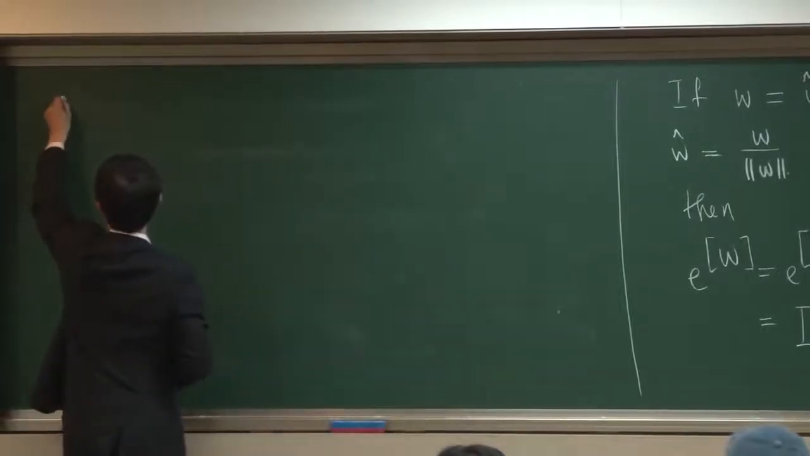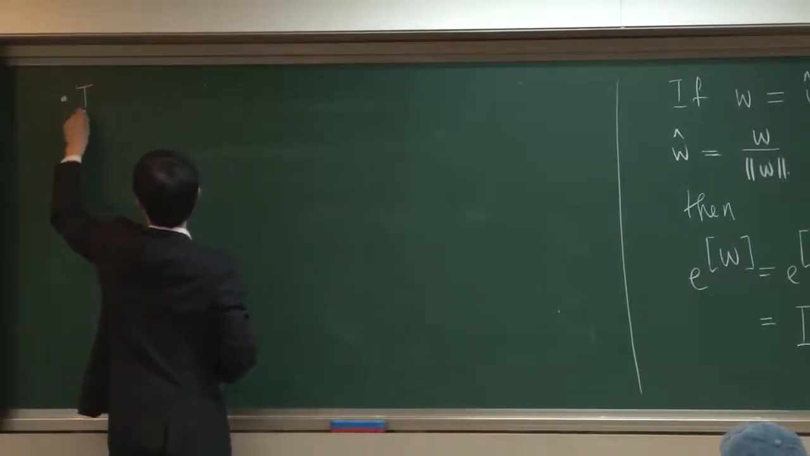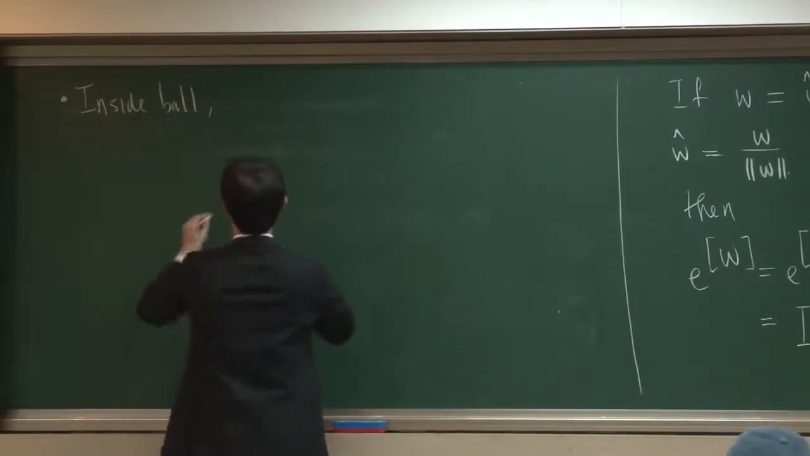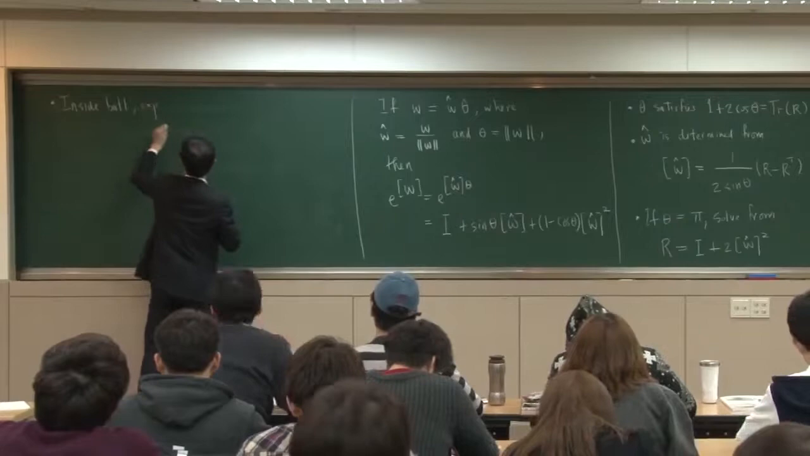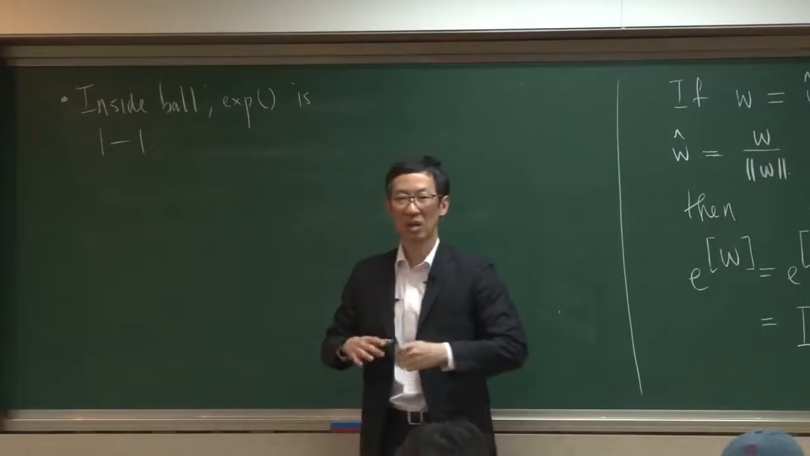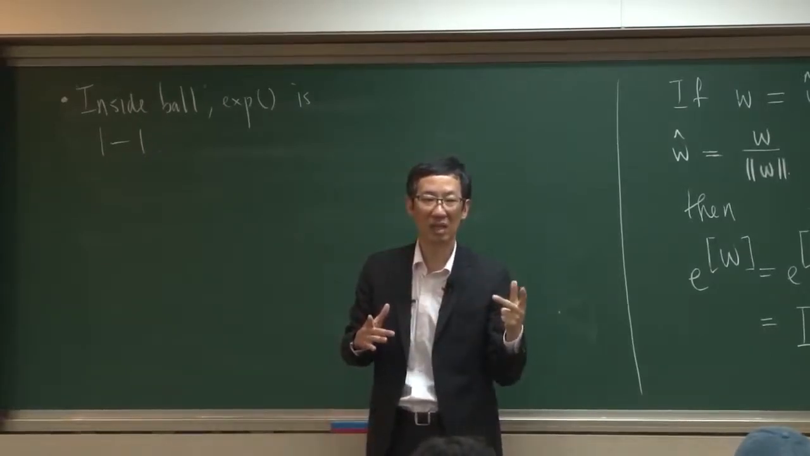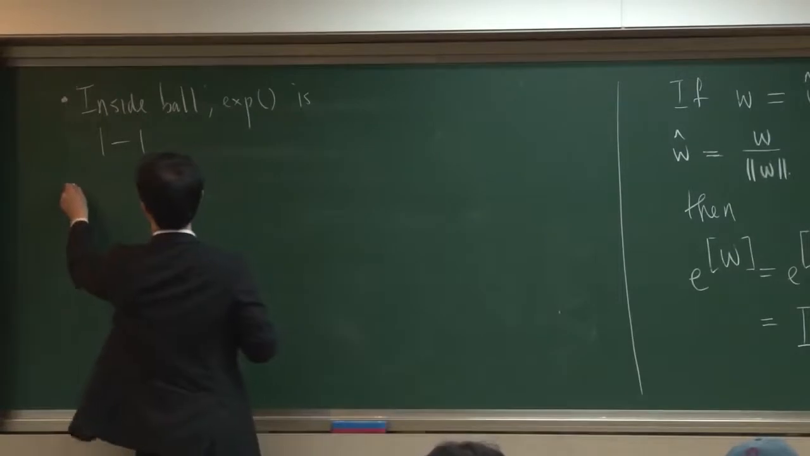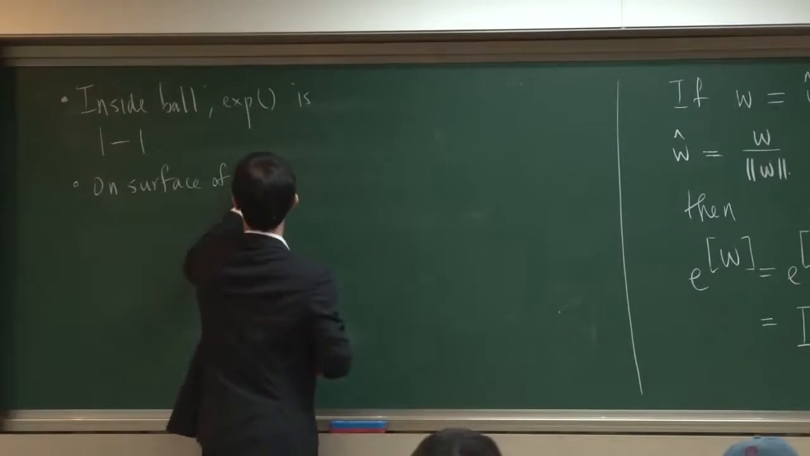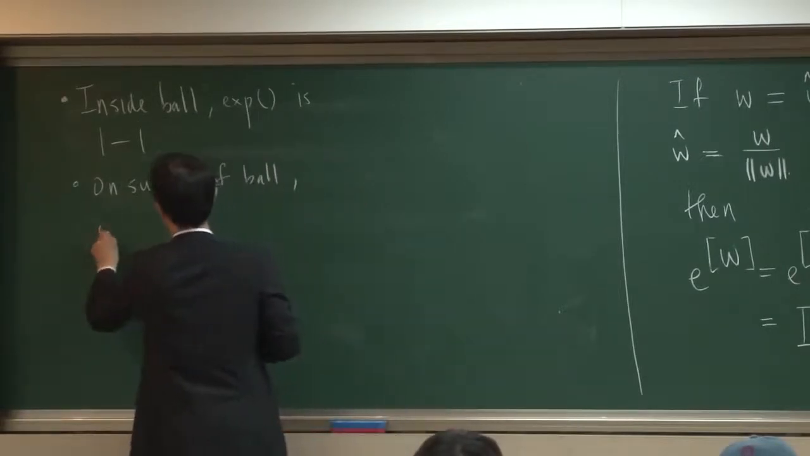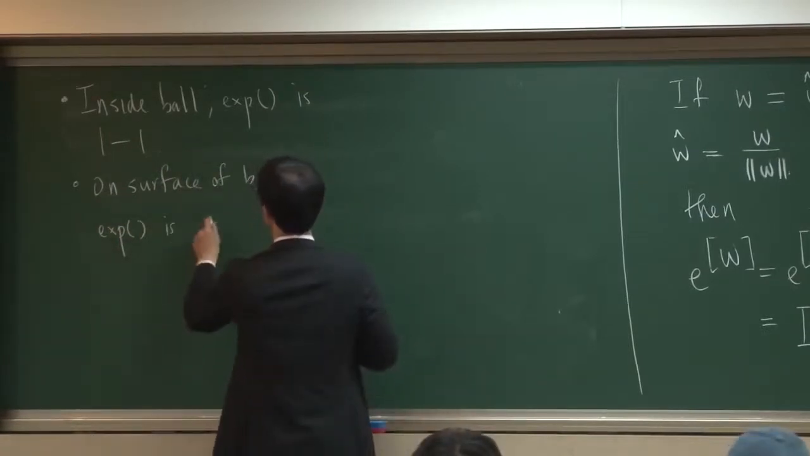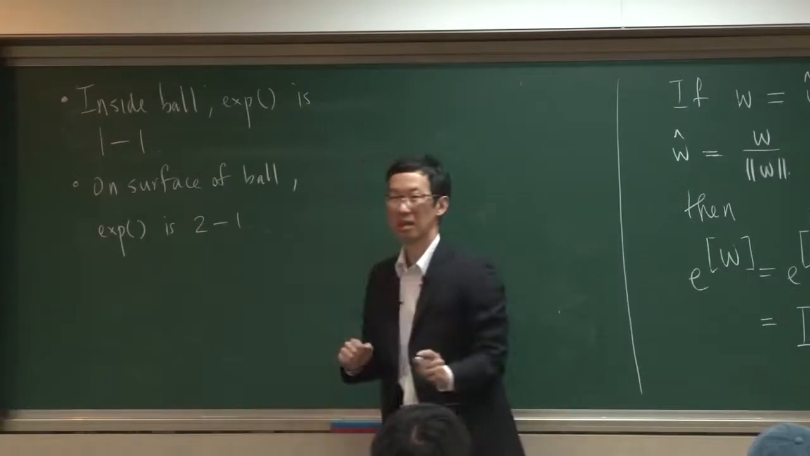Okay, so inside the ball, this exponential mapping is 1 to 1. For every rotation, there's a unique omega. On the surface of the ball, this exponential mapping is 2 to 1.